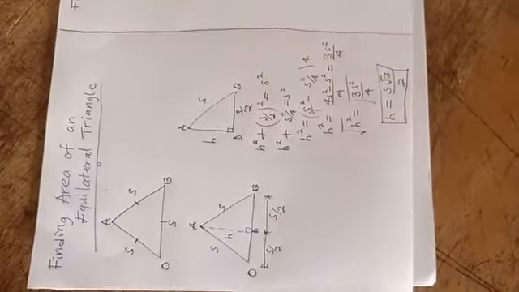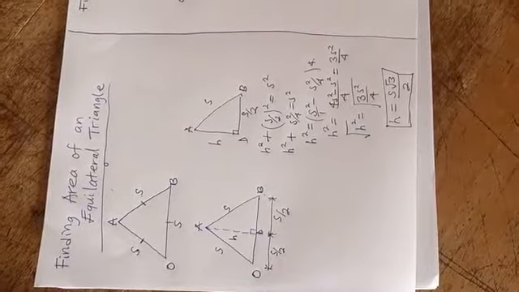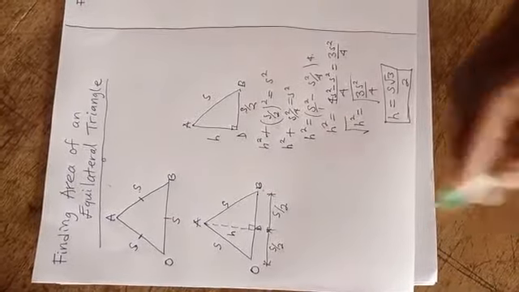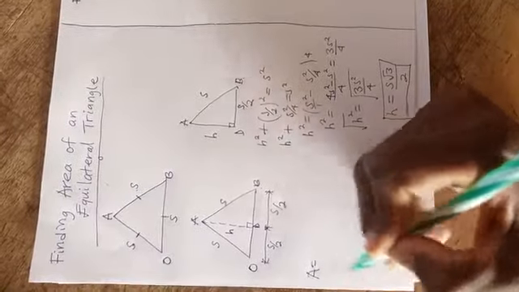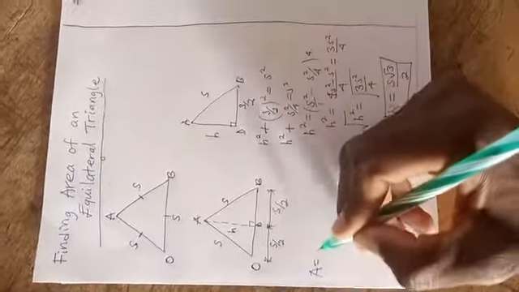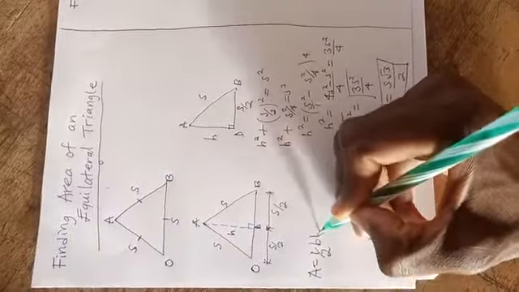And we know the formula to find the area of the triangle is A equals 1/2 BH.